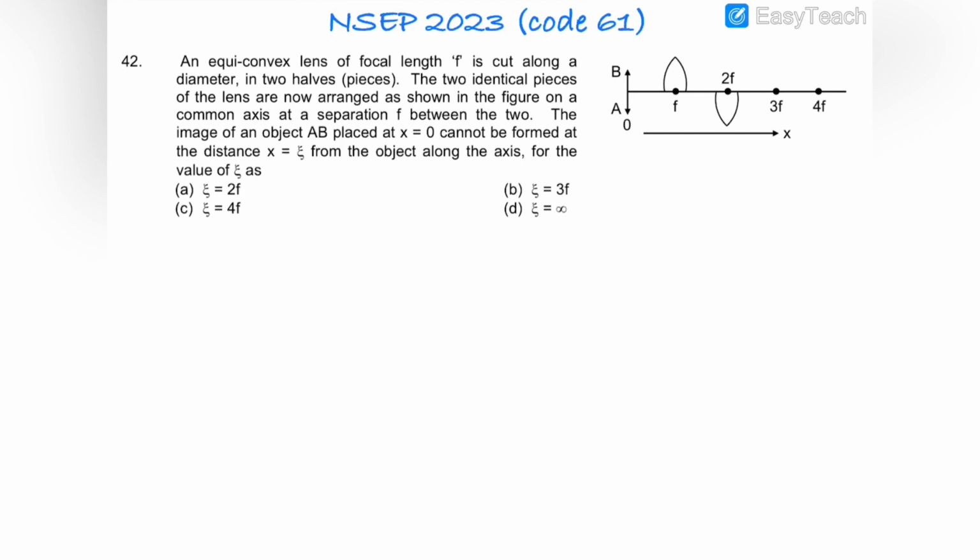In this question, there is an equiconvex lens of focal length f, and it is being subdivided into two equal parts along the diameters.